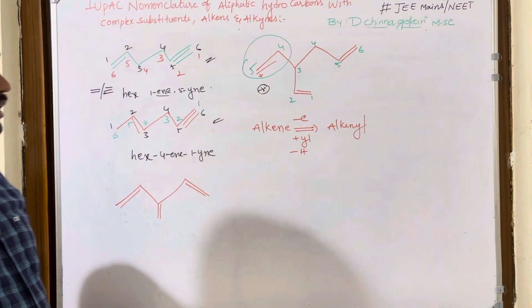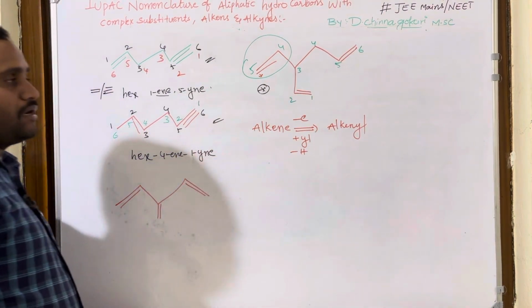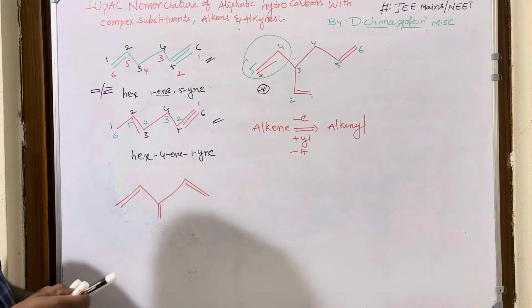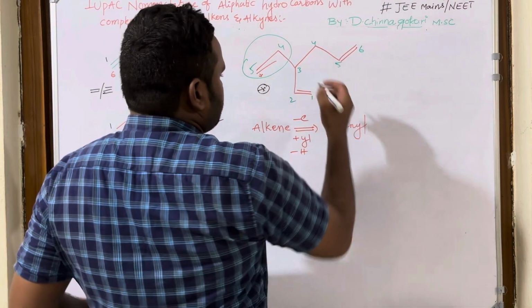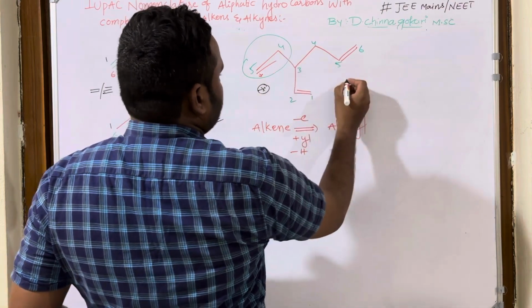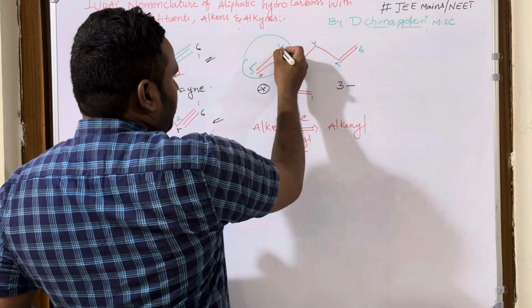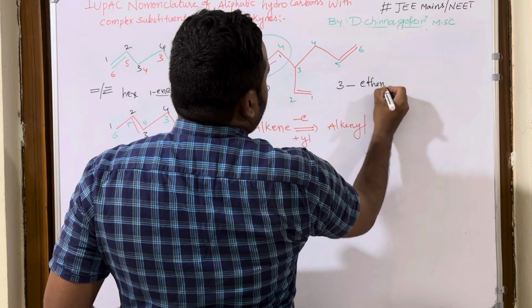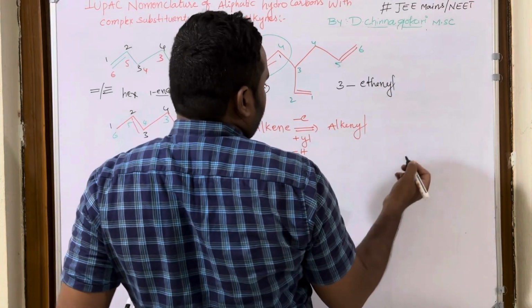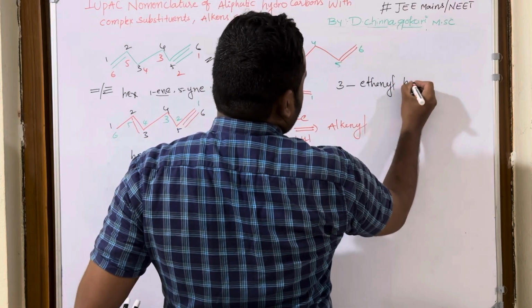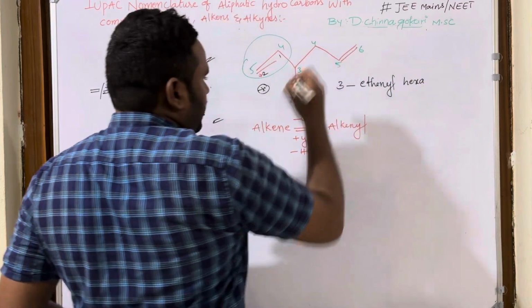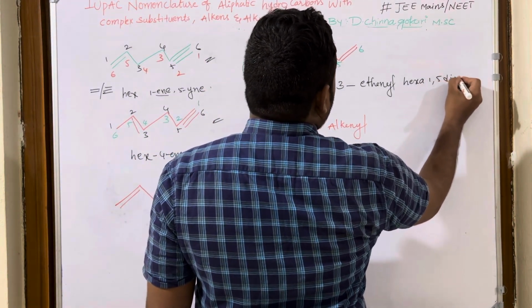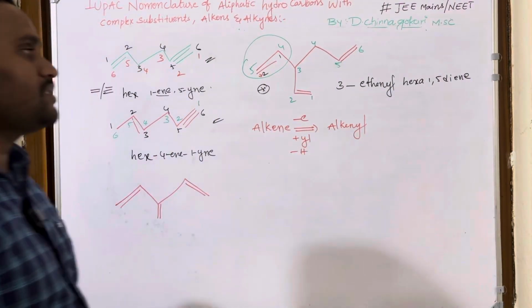Okay, so now let us try to give the name of this compound. What is the position? Third position. So 3 ethynyl. How many carbons? 1, 2 carbons. So 3-ethynyl. Root word hexa. Why? Because 2 double bonds are there, hexa, and the position of double bonds 1, 5 diene. So this is the name of this compound.